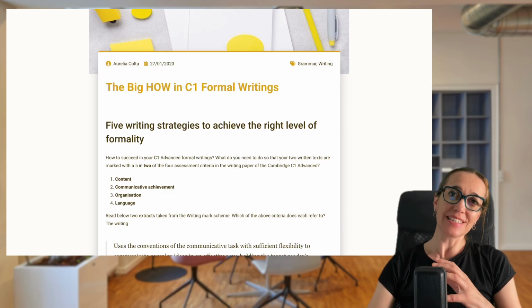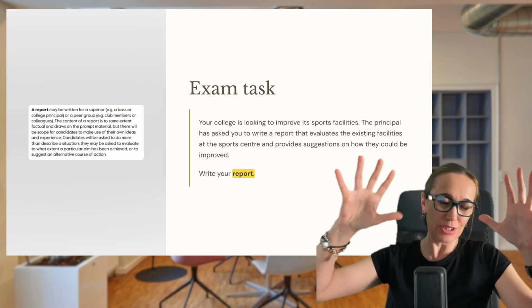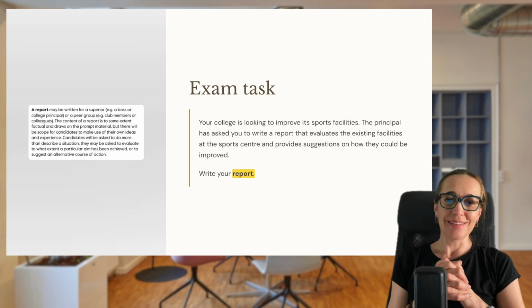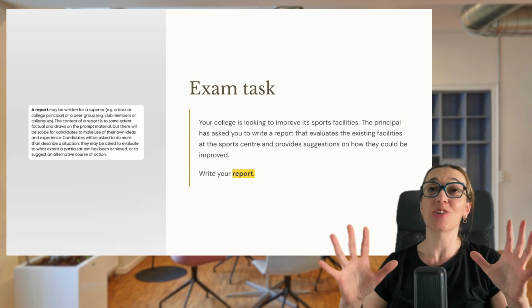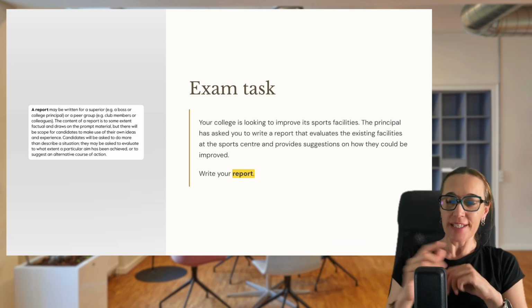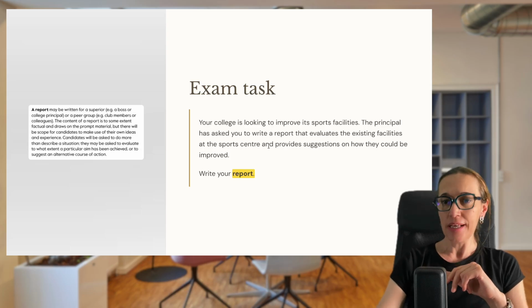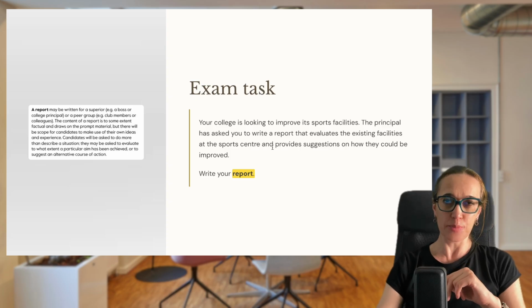Now, let's see the grammar in action, not in random, just floating examples. Take a look. Read this exam task carefully. This is a report question, and this could easily appear on your exam. No, I'm joking. It's just an example. So let's read this task. Your college is looking to improve its sports facilities. The principal has asked you to write a report that evaluates the existing facilities at the sports center and provides suggestions on how they could be improved.